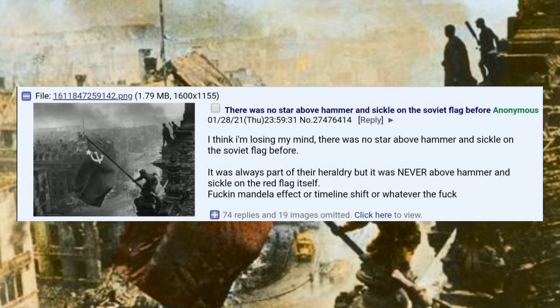I think I'm losing my mind. There was no star above hammer and sickle on the Soviet flag before. It was always part of their heraldry, but it was never above hammer and sickle on the red flag itself. Fuck a Mandela effect or a timeline shift or whatever the fuck.